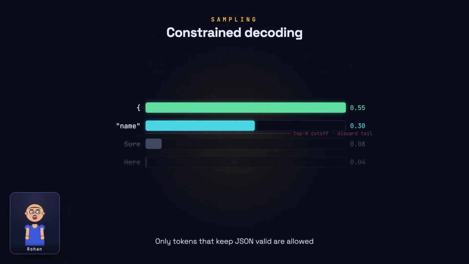There's a stronger option than asking nicely. At each step, the model picks a next token from a probability distribution. Constrained decoding, or grammar-guided generation, masks out every token that would break the JSON grammar before sampling. The chatty "Sure, here you go" tokens are simply forbidden. Structure becomes guaranteed, not hoped for.